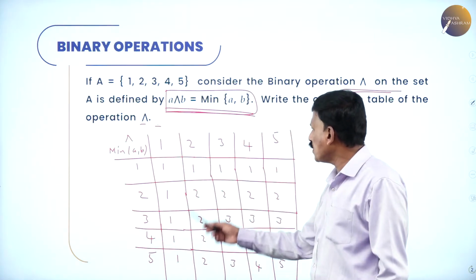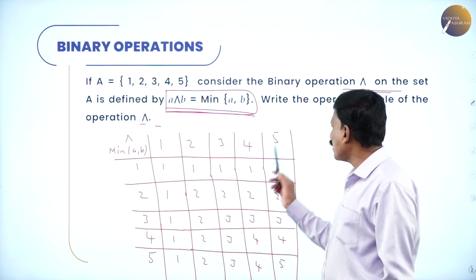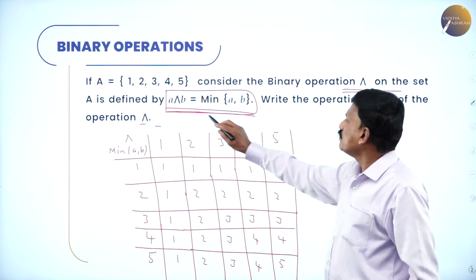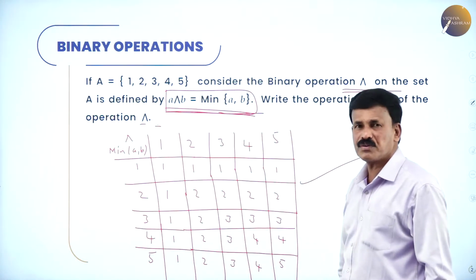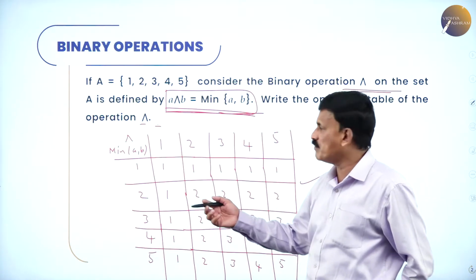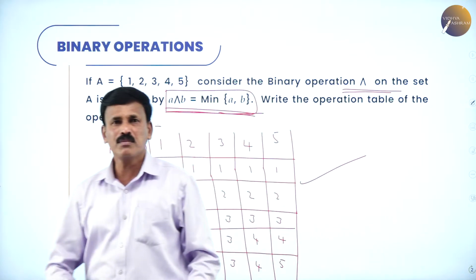1 and 2 is 2, 5 and 2 is 2, 5 and 3 is 3, 5 and 4 is 4, 5 and 5 is 1. This is the table for A cap B, that is minimum of A and B for the set. Suppose if they ask for the maximum, find out the maximum values. That's it. So that is regarding minimum and maximum value.